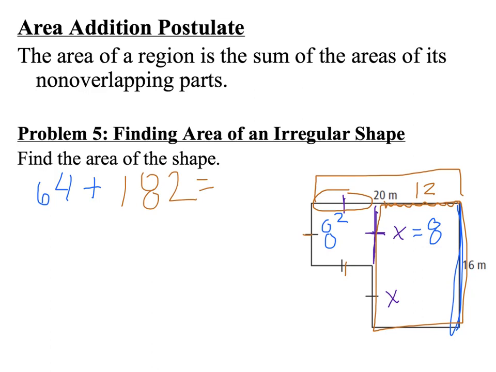So now I can add those together. 2 plus 4 is 6. 6 plus 18 would give me 24. And my units here would be meters. And whenever I'm finding area it's always squared units.